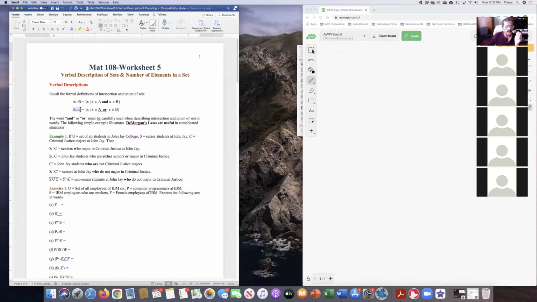When it is A union B, it's all the x's such that x belongs to A or x belongs to B. So to be in the union, it has to be in A or in B. So those are the correct words. When you're translating verbal descriptions to set notation, you have to pay attention to those words. Also, De Morgan's laws can be used to make the problems easier.